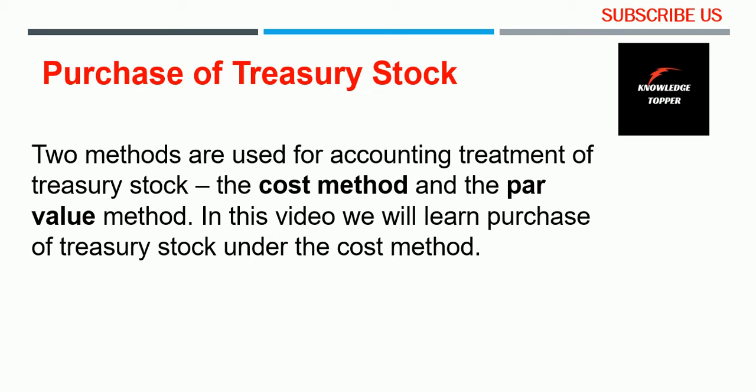Mainly there are two methods when it comes to the purchase of treasury stock, and these two methods are used for accounting treatment of treasury stock. One is the cost method and the other is the par value method, and in this video we will learn purchase of treasury stock under the cost method. Okay, so here is an example for you guys.